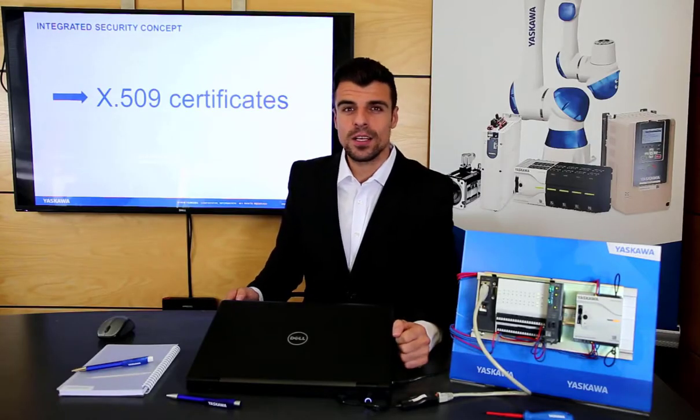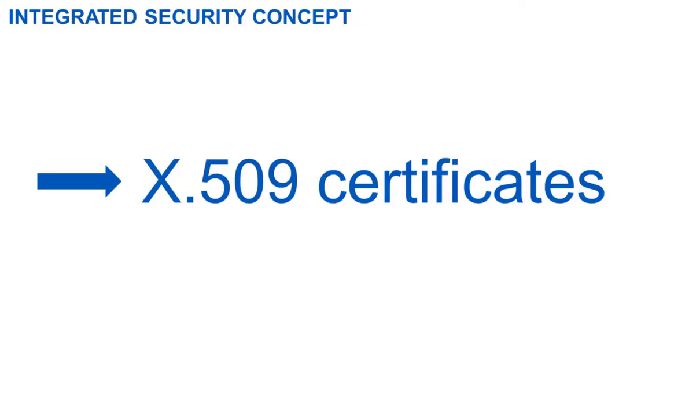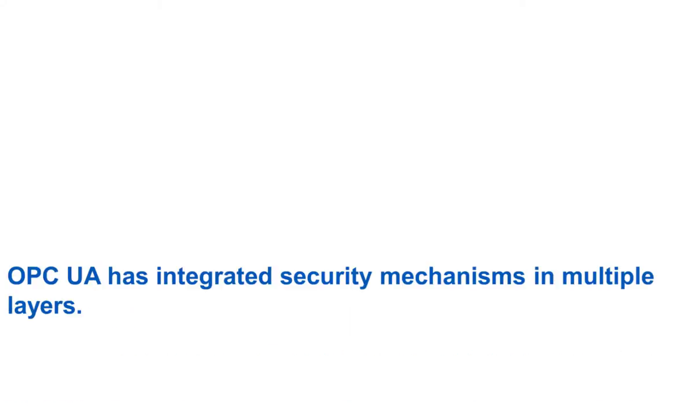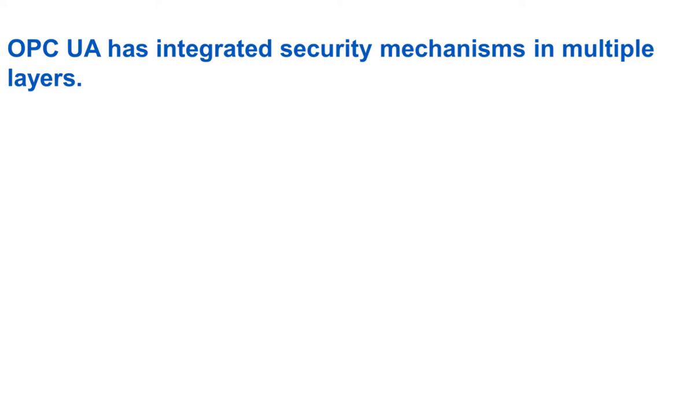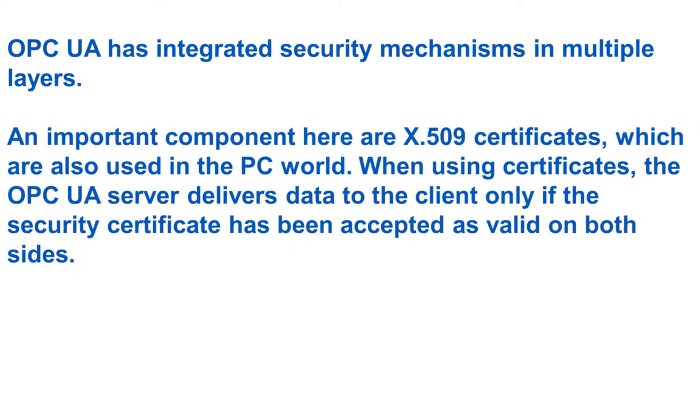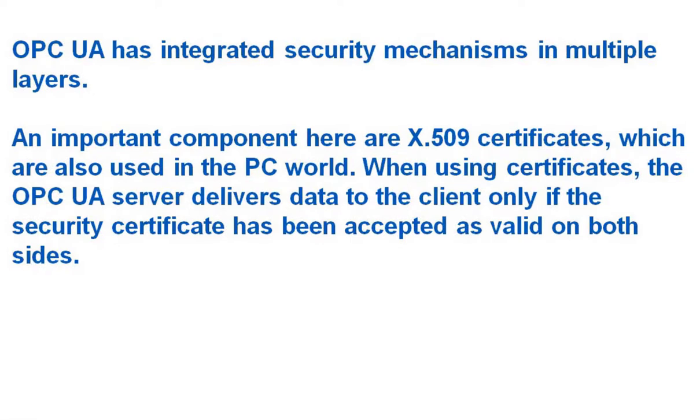What is the security concept in OPC UA? OPC UA has an integrated security mechanism in multiple layers. An important component here are the X.509 certificates, which are also used in the OPC world. When using certificates, the OPC UA server delivers data to the client only if the security certificate has been considered valid by both sides.